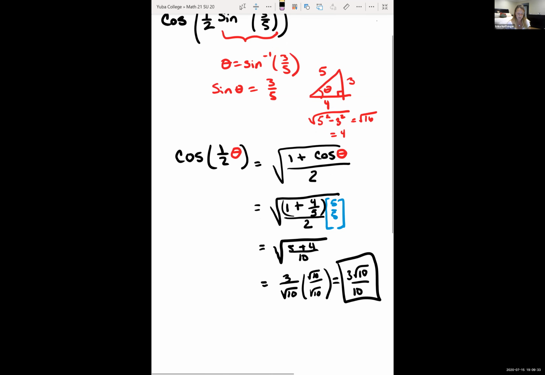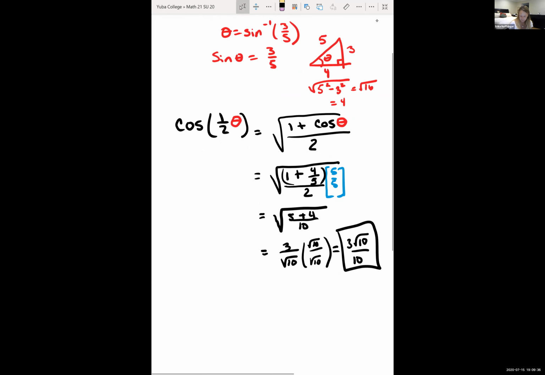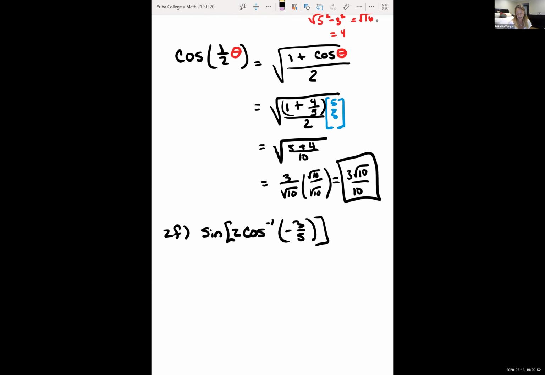Similar idea for the F. Here we have sine of 2 cosine inverse of -3/5. Again, this is not a cosine inverse. I don't know cosine of what angle gives me back -3/5. So this is where I would create my triangle. I can tell because this is a negative that my theta value here is in quadrant 2, because cosine inverse is between 0 and pi. And so this has to be between pi halves and pi.